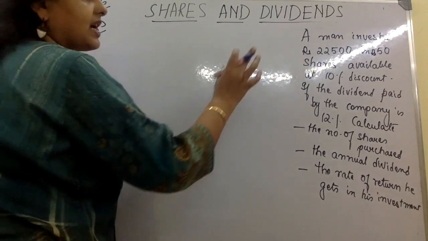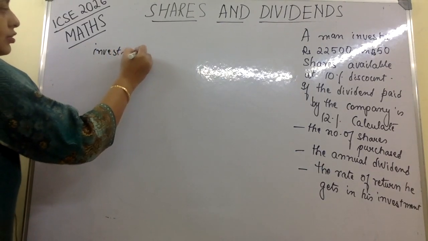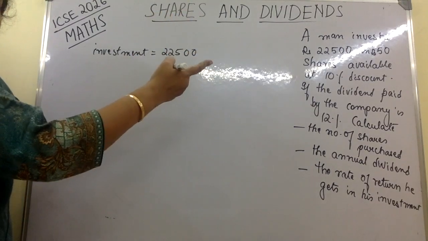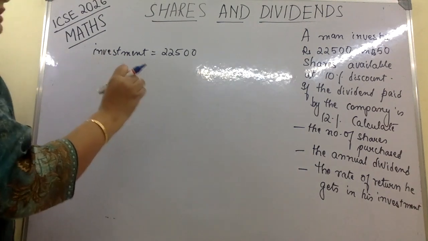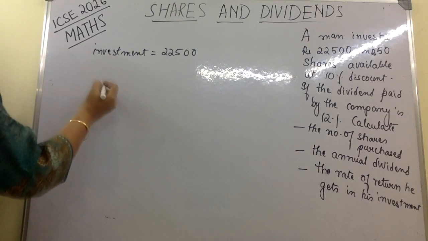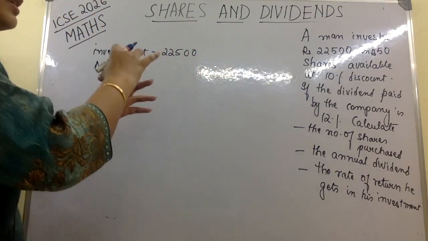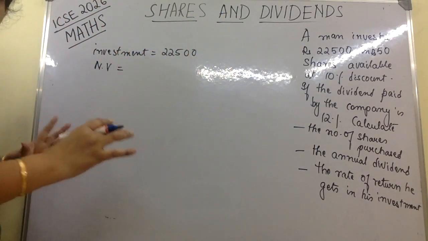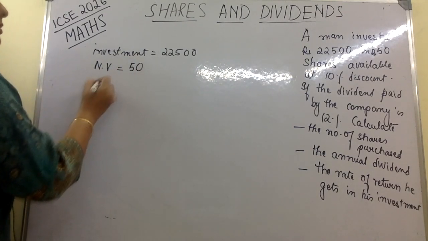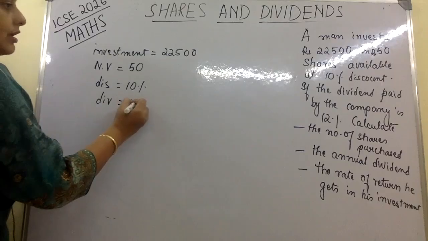Now here is our next question. A man invests this much money. Okay, investment. The sums look big, but they are not that difficult. 22500 in rupees 50 shares, available at 10%. Now nominal value, as I have told you earlier also, when they write rupees 50 shares, they are using the number as an adjective, rupees 50 shares. Then please write that as the nominal value. Now available at a discount is 10%, and here dividend is 12%.